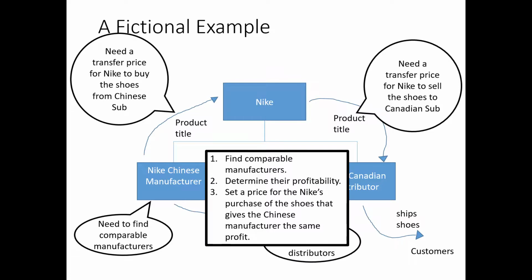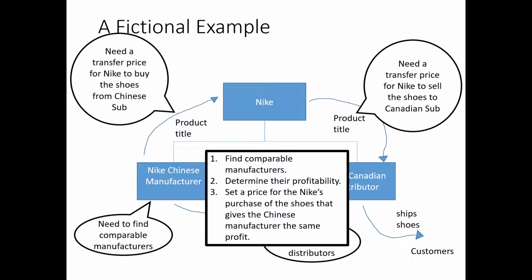Once we find them, we'll determine their profitability. It'll be a range, right? They won't all make the exact same profitability, but hopefully it won't be too wide of a range. And we're going to set a price for the Nike purchase of those shoes from the Chinese manufacturer that will give it the same profit. When I say the same profit, it is actually measured in a currency, dollars or pounds or whatever.